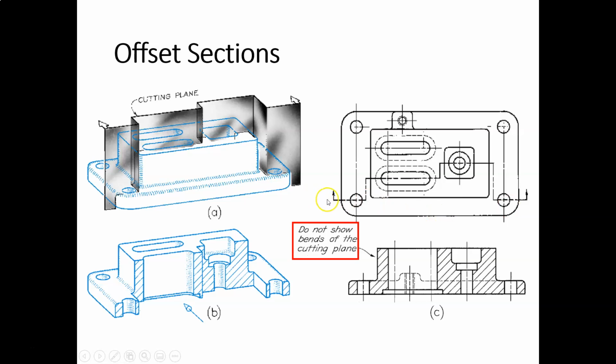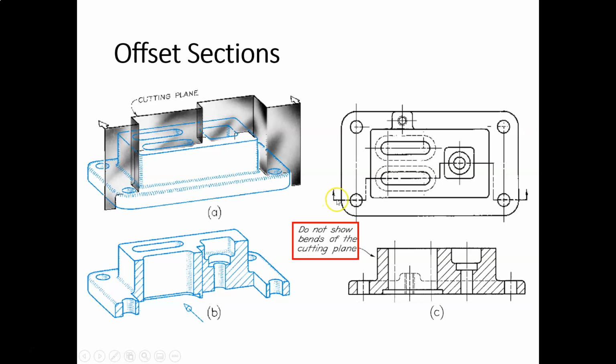So there's no way that one straight cutting plane can cut through all these different features that we want to expose with the section view. So how do we create a section view exposing or cutting through each one of these features? Well, we basically make turns in our cutting plane line.